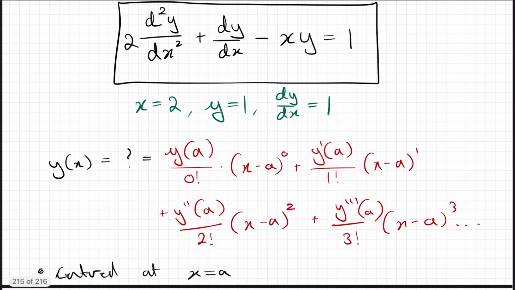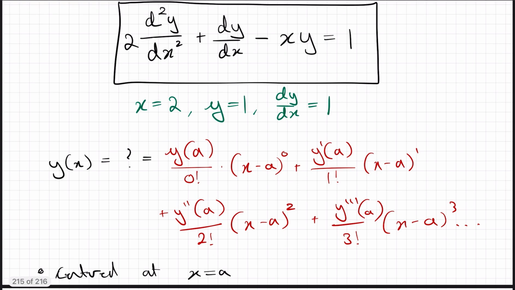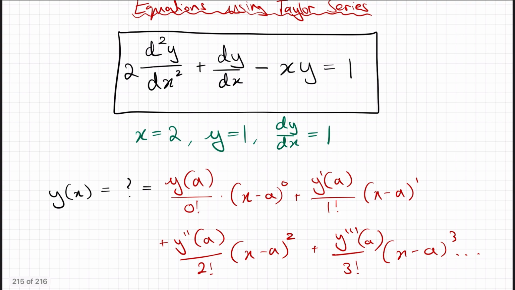Now, we know at x equals 2, y is equal to 1. So already we can put y equals 1 there, and dy by dx is also equal to 1 there. But how are we going to figure out what y double dash and y triple dash are? Well, that's where this differential equation comes in, because we have x, y, and dy by dx. So this could go into there, this goes into there, and all of a sudden we're left with just an equation of d squared y by dx squared with a bunch of constants which you can rearrange.